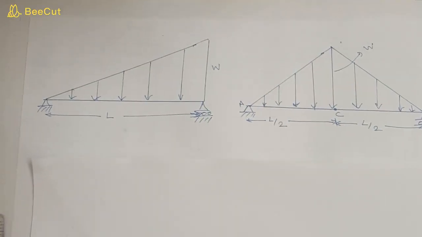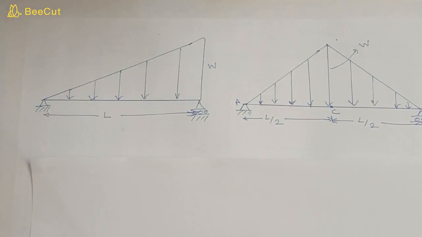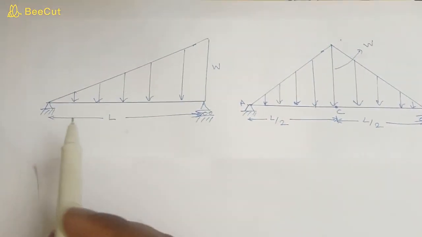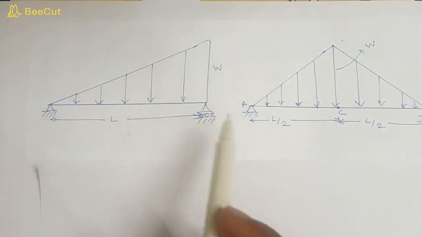Hello friends, in previous videos you have seen how to solve and make bending moment and shear force diagrams for the UDLs and point loads on simply supported beams and cantilever beams. In this video we will see how to draw the bending moment diagram and shear force diagram for the beams which are loaded with continuously increasing or uniformly varying load.